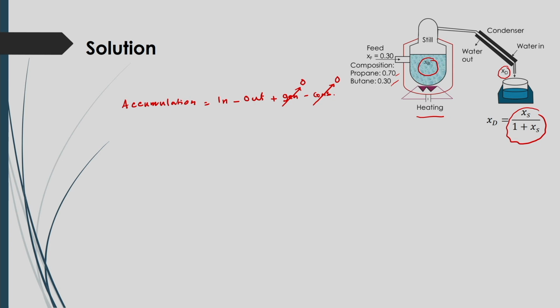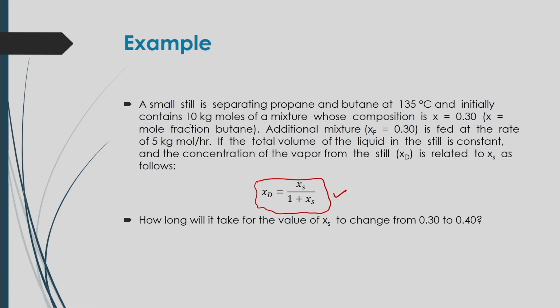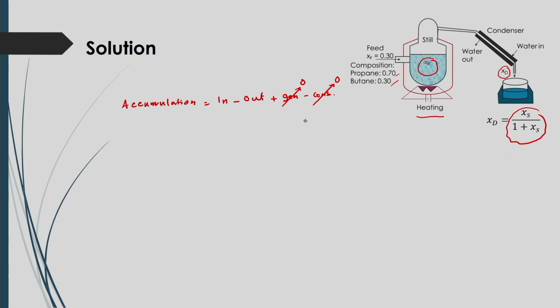Now the total volume of that still will remain constant. As per the problem, it is given as 10 kg mole of mixture, which will be kept constant inside that still. So accordingly we can say that accumulation will be what? Now during that vaporization process, the butane concentration in the still will be changing.